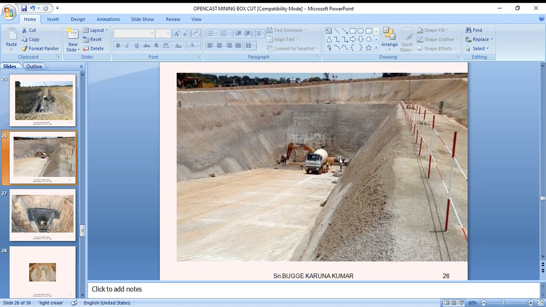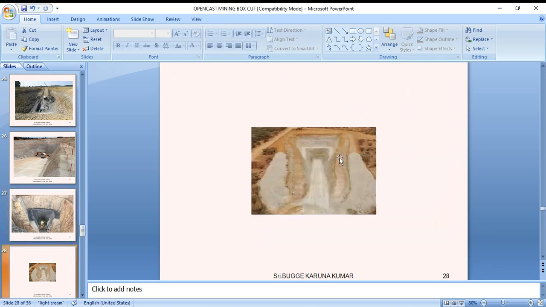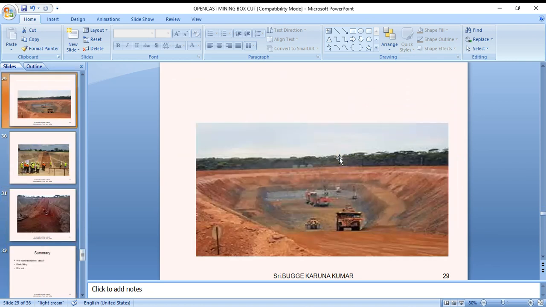Now I go to the location also. I have already given the location. The location of this, whether it is in the middle of the deposit, the center of the deposit, or one end of the deposit, or which side it should be, these factors you also have to bring to mind. So these are the general location points you have to keep in mind.